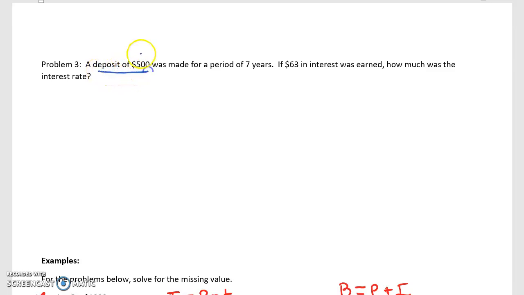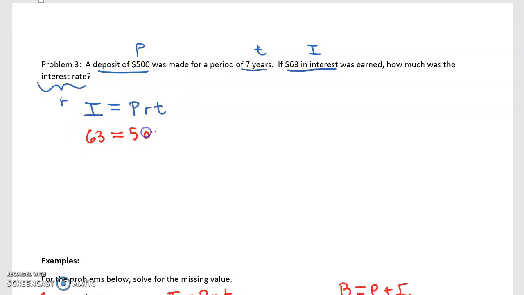So a deposit of $500, that's the principal. A period of 7 years, that's the time. And the $63 in interest was earned, so that's your I. And when it says how much was the interest rate, that's the R. That's what we're looking for. So we're going to still go back to our I equals PRT formula. But this time when we go to substitute in, we actually know the interest. That's 63. The principal is 500. We do not know the rate, and the time is 7 years.